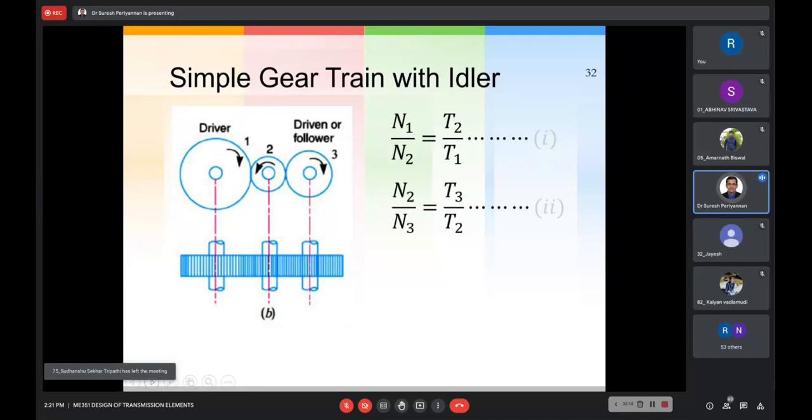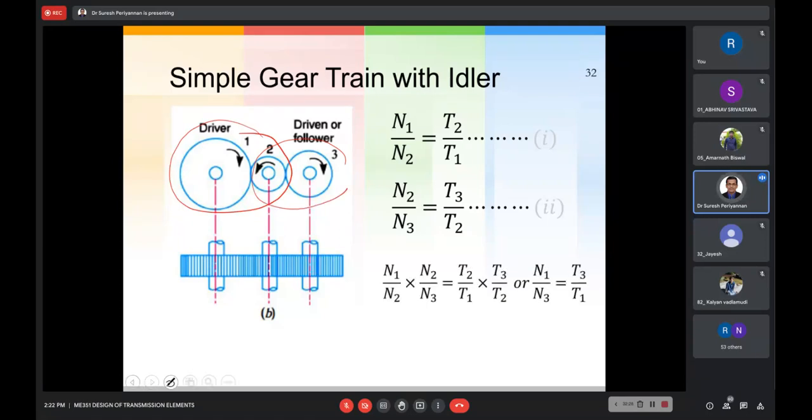For the speed ratio, first they are considering this set, second they are considering these two sets for finding the gear ratio. Finally, solving from equations 1 and 2, N1 by N3 is equal to T3 by T1. First they consider gear 1 and idler gear 2. Second, output gear and idler gear 2. Simplifying these two equations, they get N1 by N3 equal to T3 by T1.